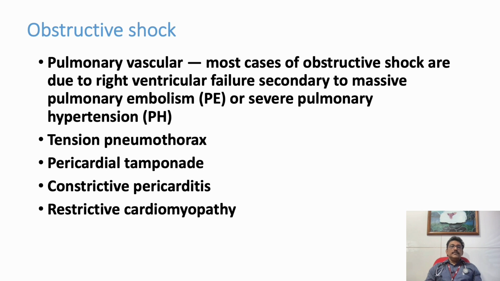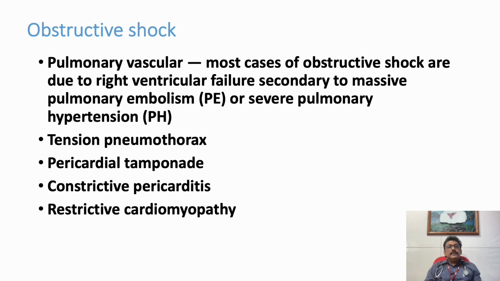Now obstructive shock. The major cause for obstructive shock in our practice is pulmonary thromboembolism. When pulmonary thromboembolism occurs, pulmonary vasculature is blocked. From the right ventricle, there may not be very good pumping towards the left side of the heart. That will produce obstruction. So pulmonary thromboembolism, whether chronic or acute, and sometimes severe pulmonary hypertension, can produce it. But chronic pulmonary hypertension and chronic pulmonary thromboembolism are chronic diseases, so they may not come to the emergency room.